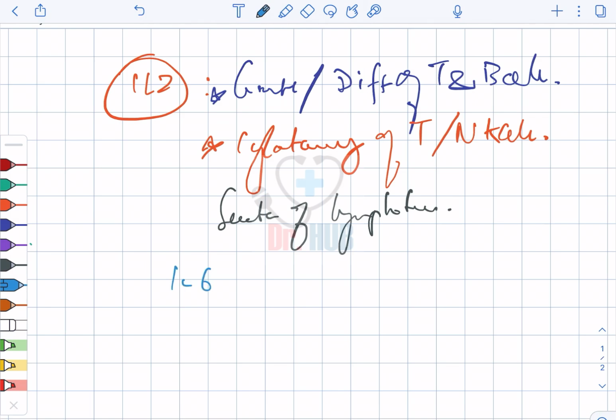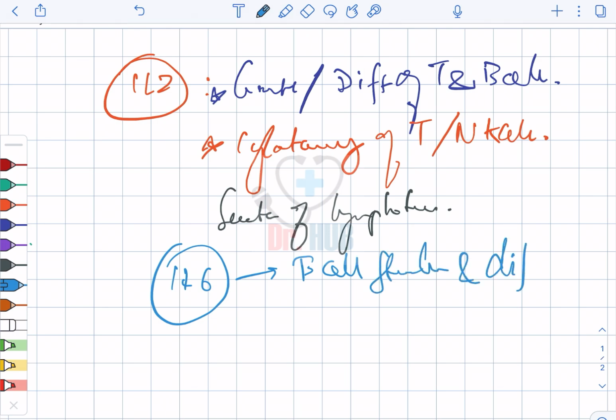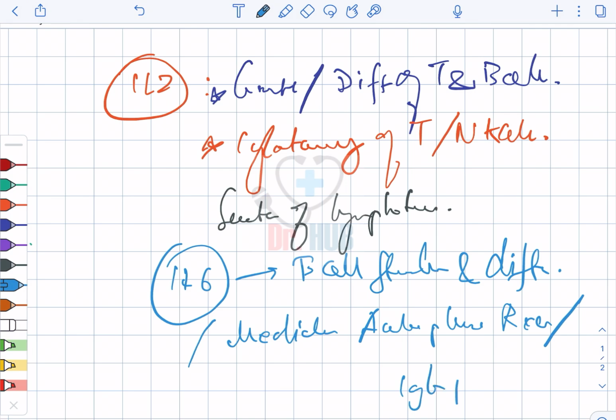Next, if you look at IL-6, it promotes B cell stimulation and also differentiation. It is a mediator of the acute phase reactions, as well as IgG production.